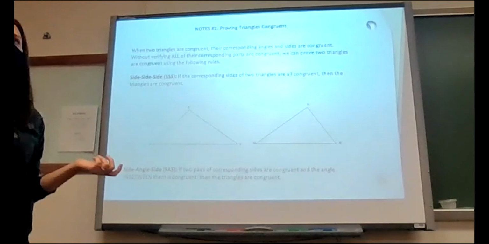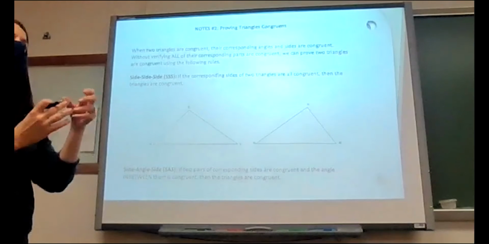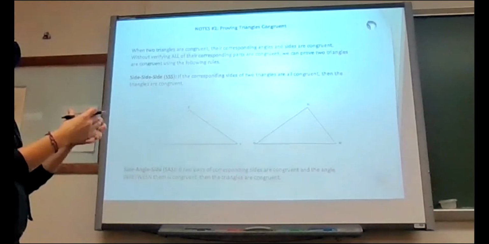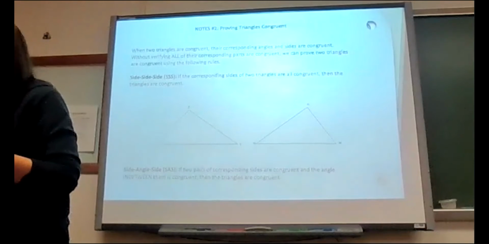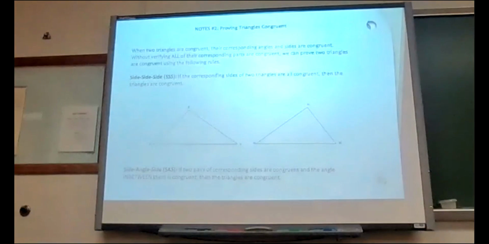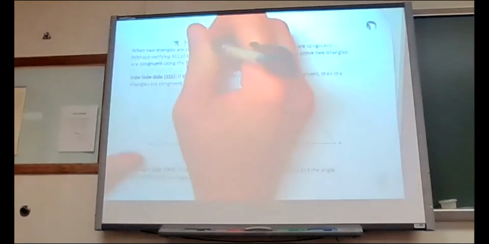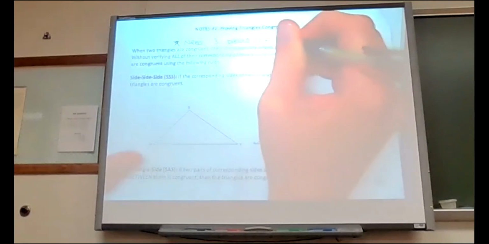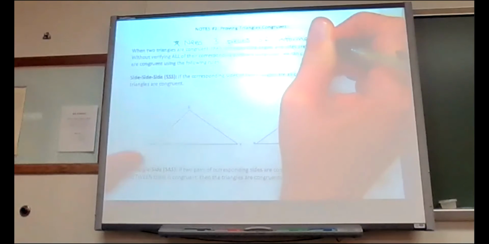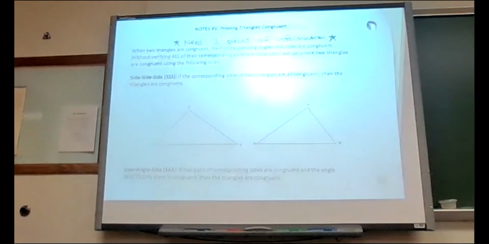If it was a traditional year, I'd give you little straws and you could move them around and see why it has to be the same triangle if these 3 pieces are true. So one thing here is that we always need 3 pieces to prove that triangles are congruent. You need 3 pieces of information. Having just 2 pieces is not enough.